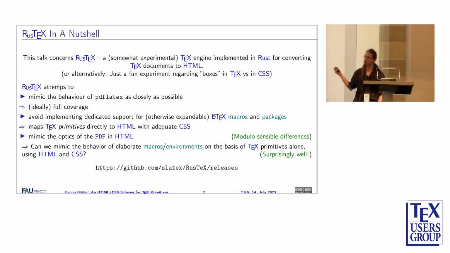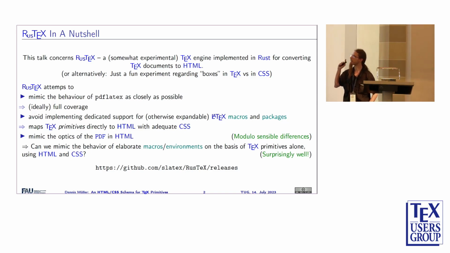So the core idea behind RusTeX is that unlike most other conversion engines, it tries not to implement any dedicated support for specific LaTeX macros or packages or so on. Instead, it tries to behave as closely to the PDF LaTeX core engine as possible, producing the same kind of boxes as output, and then trying to map those primitive boxes directly to HTML nodes, usually divs with some CSS annotations.